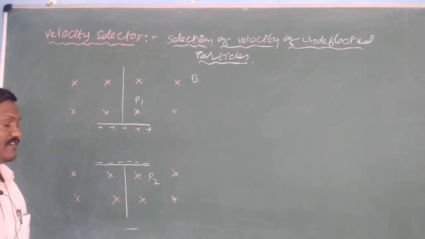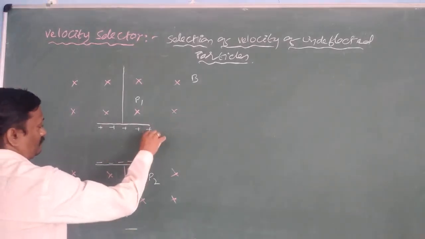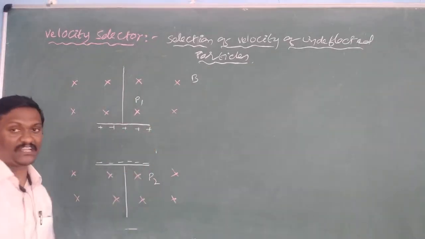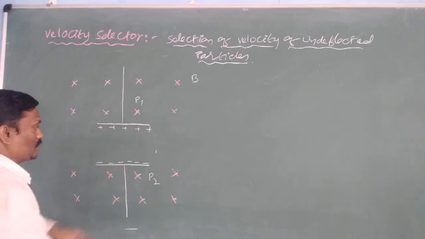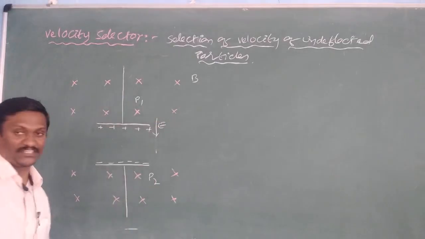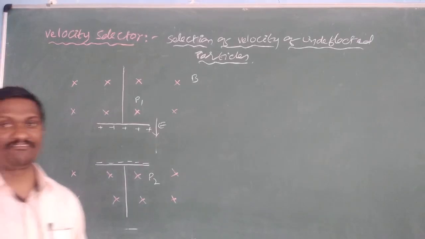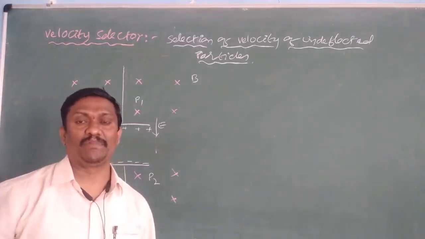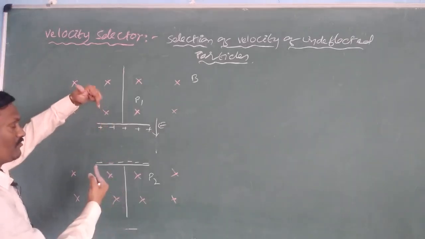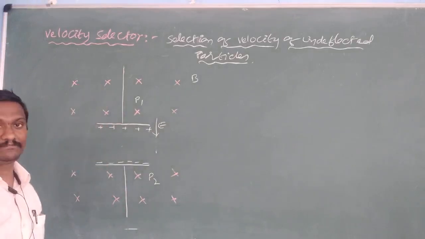Now what is the direction of the electrical field? We know the direction of the electrical field is always from positive to negative, so the direction of the electrical field is downward. So here the electrical field and magnetic field are applied perpendicular to each other. The electrical field lies in the vertically downward direction and the magnetic field lies in the horizontal direction, into the plane.